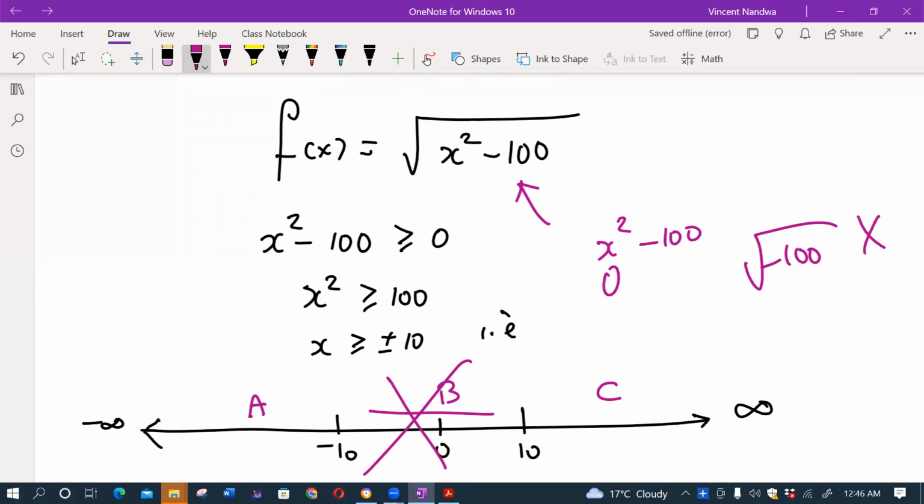But if I put minus 10, I get minus 10 squared is 100, minus 100 is 0. So the square root of 0 is 0. So minus 10 itself is fine. Similarly, put 10 here: you square, you get 100 minus 100, 0. The square root of 0 is 0, which is defined. So 10 is also correct.